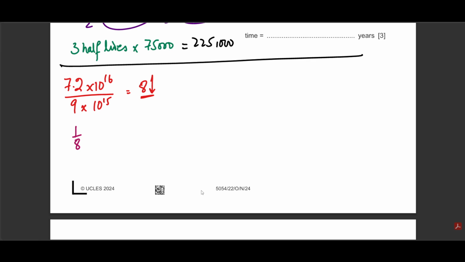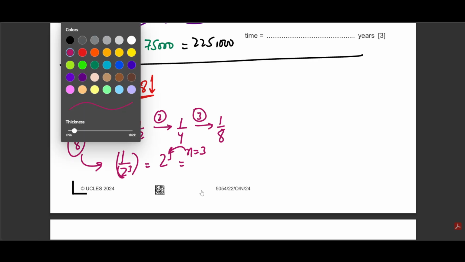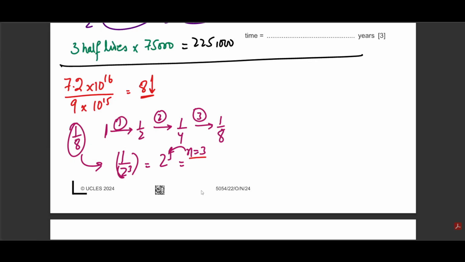So how do you get this? You start from 1, make it half, then divided by 2 gets 1 by 4, then divided by 2 gets 1 by 8, which means that it has gone through 3 half-lives, okay? Or some students actually write it down like this: 1 into 1/2 raised to the power n, which means that 2 raised to the power 3, which means that n is equal to 3. That's another mathematical method to do this, which means that these are half-lives. And again, they end up multiplying 75,000 with 3.